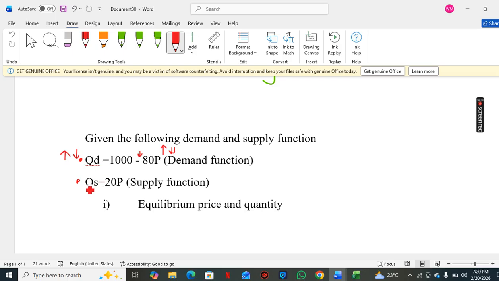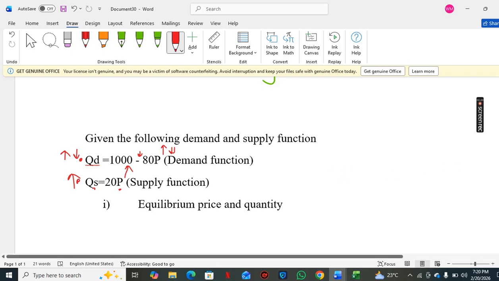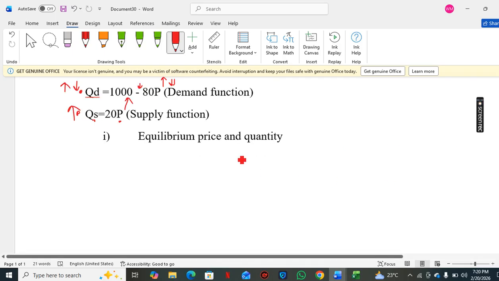Similarly, with the supply function, the relationship between price and quantity supplied, holding other variables constant: if price goes up, quantity supplied goes up. If price goes down, quantity supplied goes down. So here the question is asking us, determine the equilibrium price and quantity.